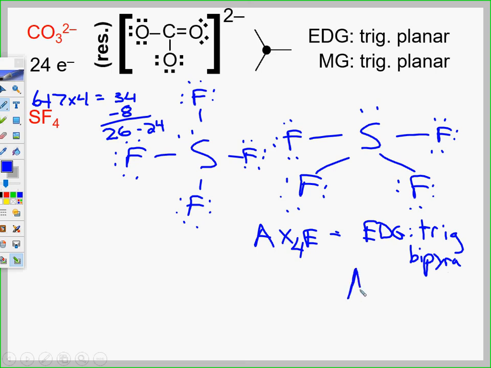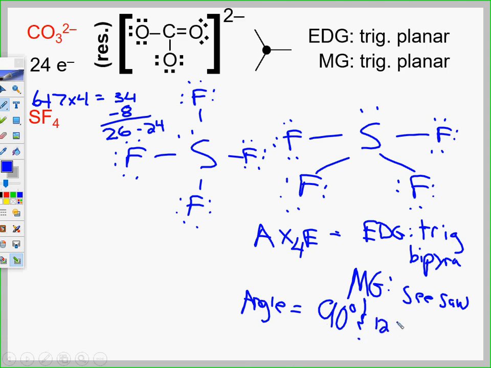Okay, what is my MG then? Seesaw. Look at it. It looks like a seesaw, right? All right, Ashna, what's my angle? 90 and 120. No. You could, but 90 and 120 for that. At that point, you don't have to do that. 90 and 120 is entirely correct. And my hybridization, Ashna? SP3D. Perfect.